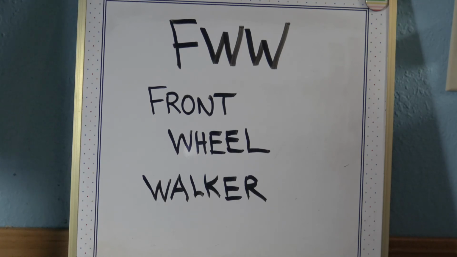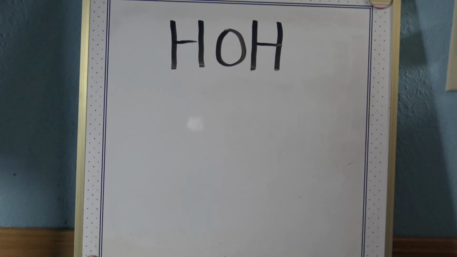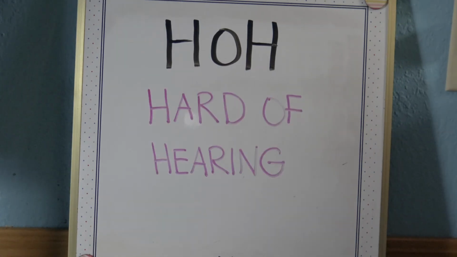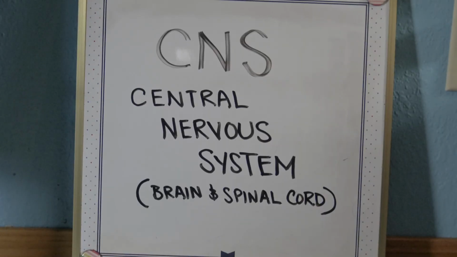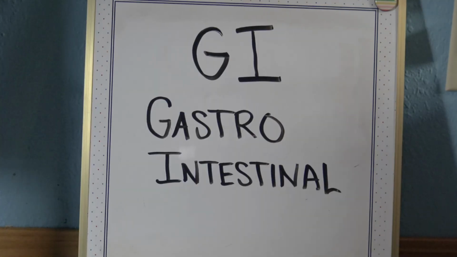FWW stands for front-wheeled walker. HOH stands for hard of hearing. CNS stands for central nervous system, so the brain and the spinal cord. CNS, central nervous system. GI is gastrointestinal.